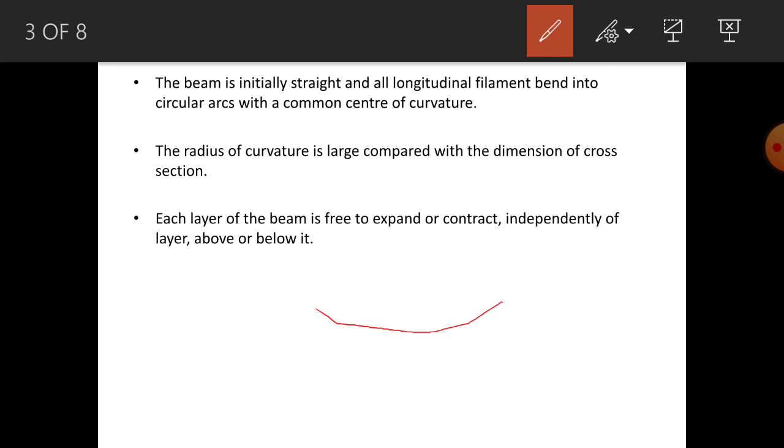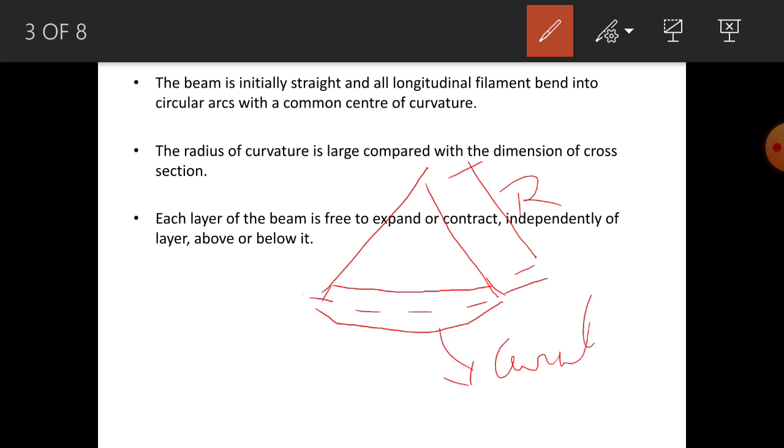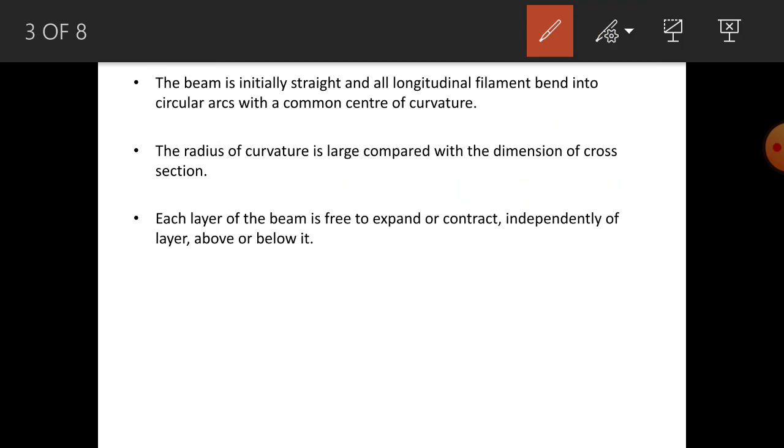Like this, when it is loaded, because it is in a curve, it will have some curvature which will have some radius. This will be your R, and this curve will be called the curvature. The radius of curvature is larger compared to the cross-sectional dimensions. This is the assumption that is made.